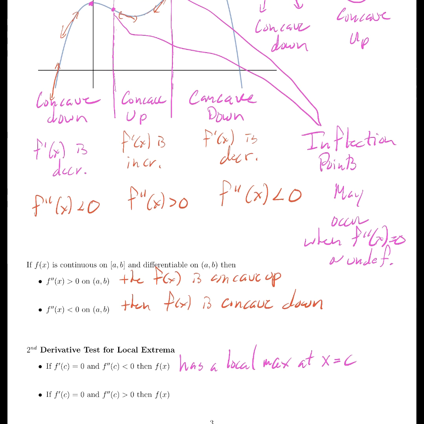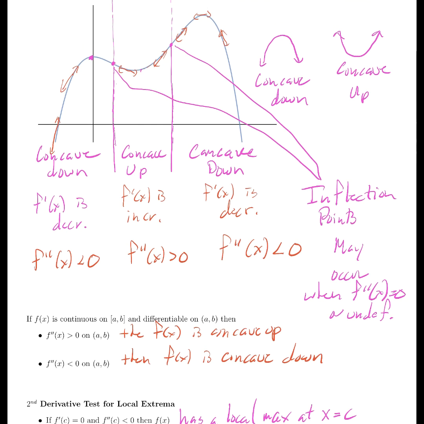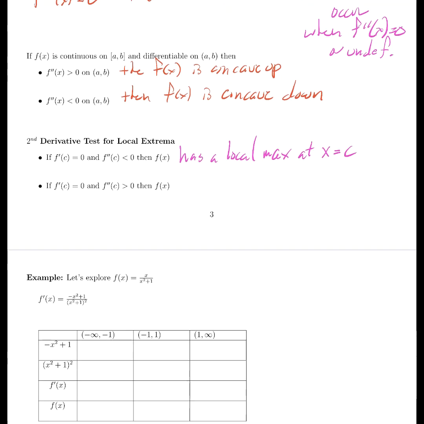The other situation is the derivative is 0 and the second derivative is positive. That's going to happen right here, where the derivative is 0 but the second derivative is positive. When that happens, f of x has a local minimum at x equals c. So that's the second derivative test for local extrema. Usually we get those from looking at intervals of increase and decrease, but that second derivative test might come in handy down the road when we do things like optimization in some context.